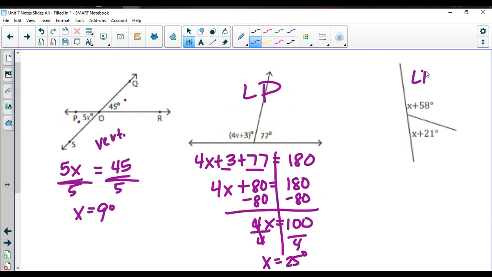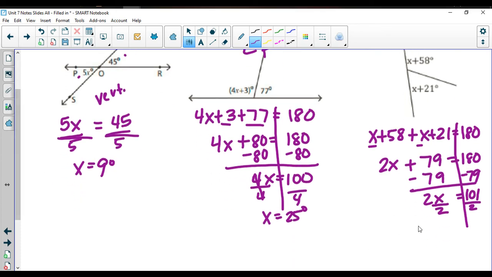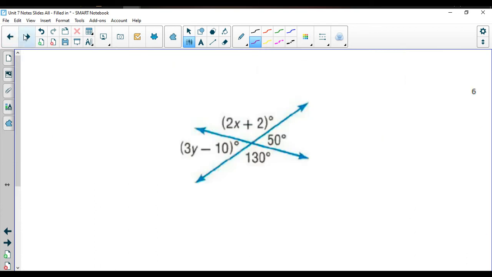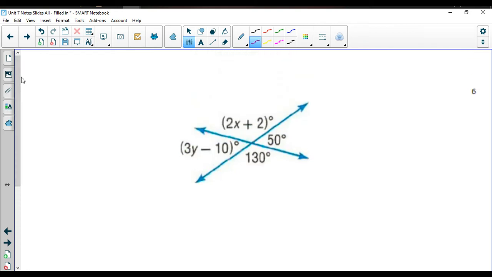Last one here, these guys are a linear pair. So we're going to have x plus 58 plus x plus 21 is equal to 180. And combining your like terms, I have 2x, and 58 plus 21 is 79, equals 180. So we're going to take away 79. 2x is equal to 101. Divide through by 2. And we get x is equal to 50.5 degrees.